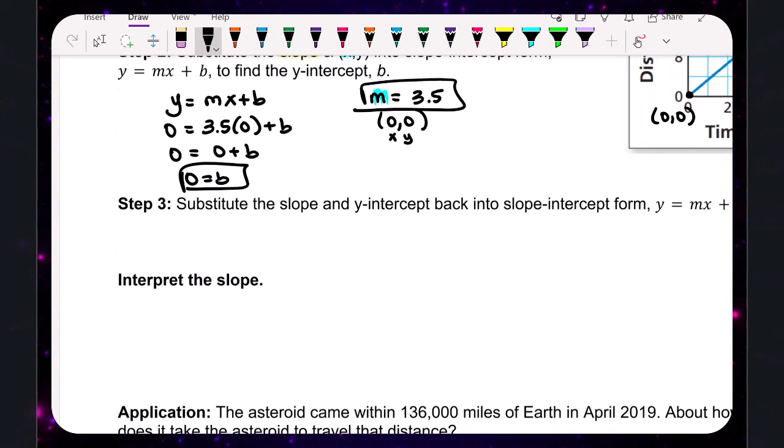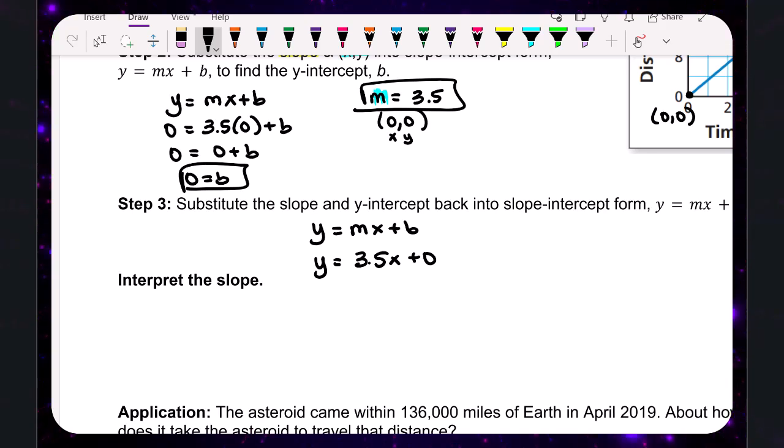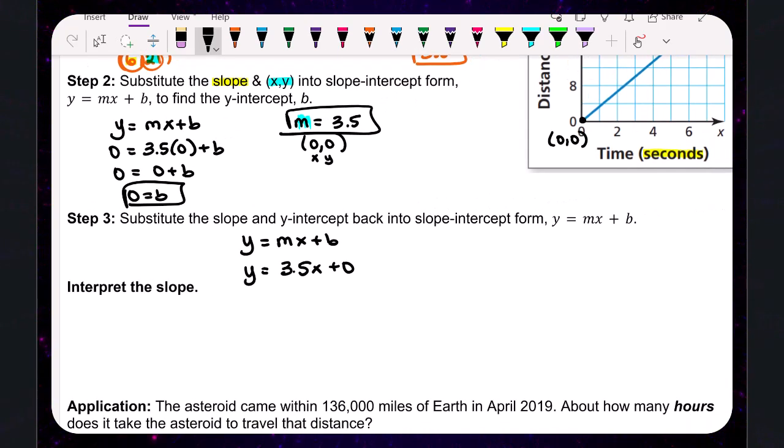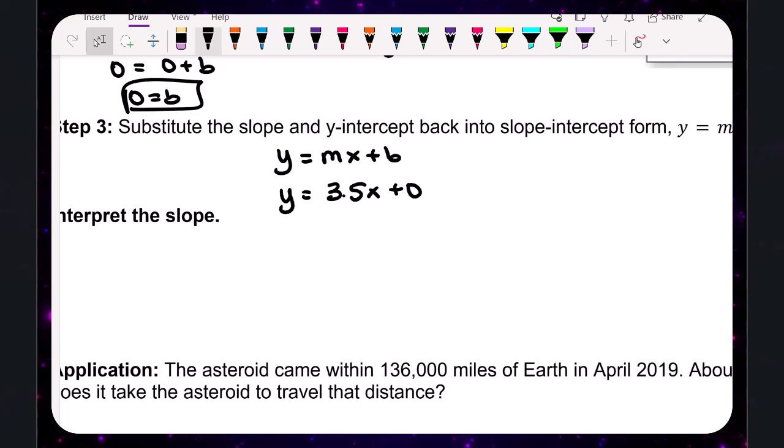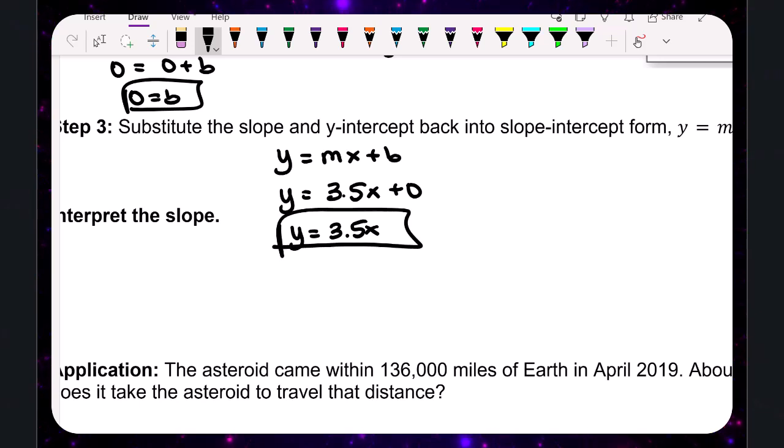So I'm going to go to step 3. I'm going to write slope-intercept one more time. And I'm going to substitute the slope, which is 3.5. And I'm going to substitute the intercept, which is 0. Now this intercept right here is where your line hits the y-axis. And it should match. So it hits at 0. And I'm going to simplify that to 3.5x. So that is your final answer on that one.